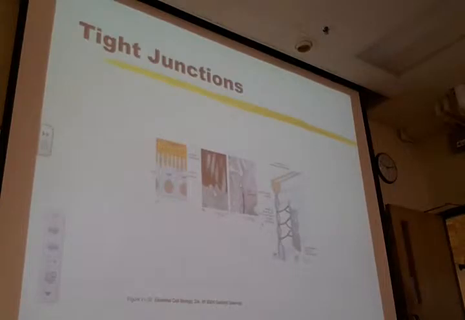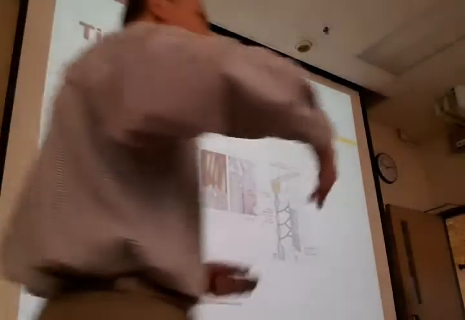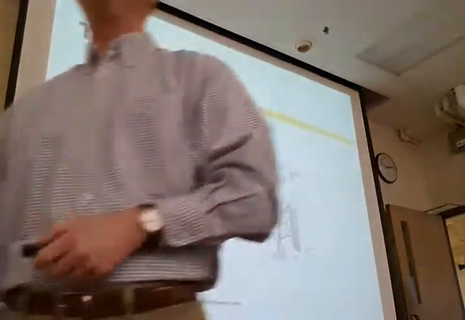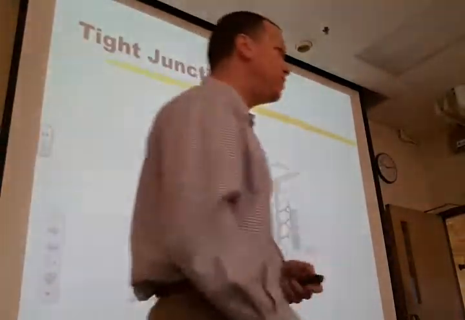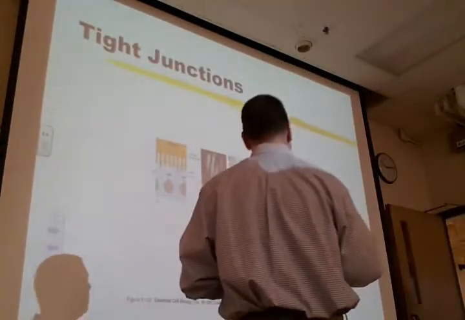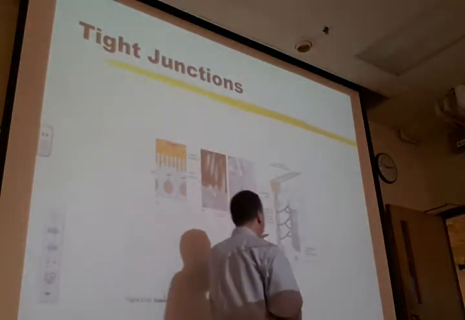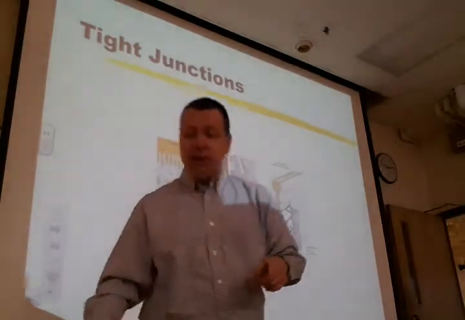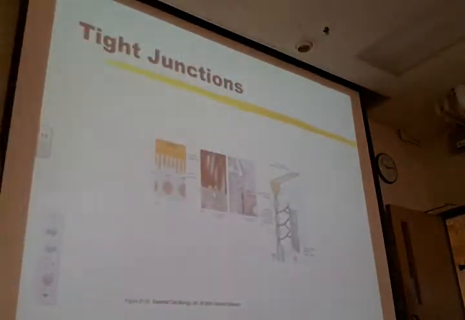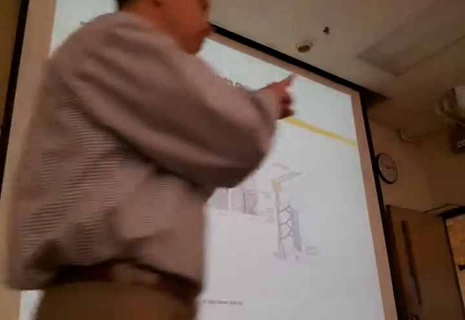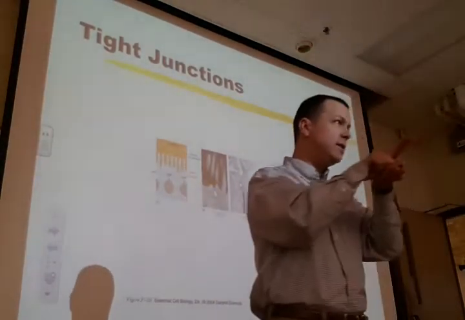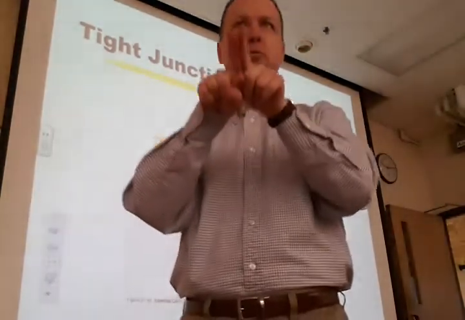Think about it as the fence between neighboring yards, right? You don't want your neighbor's stuff just willy-nilly coming into your yard, and your neighbor doesn't want you coming willy-nilly into his yard, so this is kind of that kind of barrier between them. So these occludin proteins then bring the two cell membranes really, really close together. And probably a few more reallys.